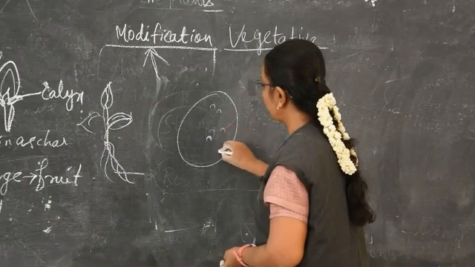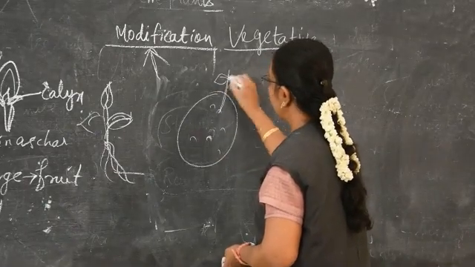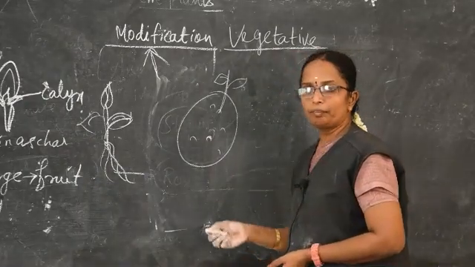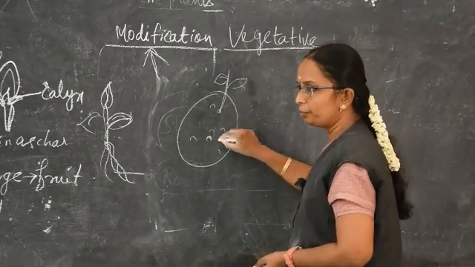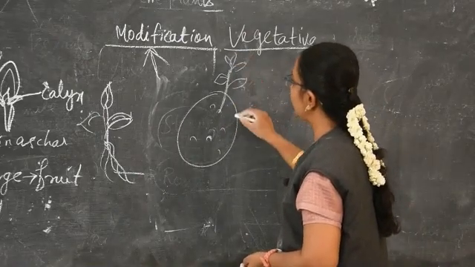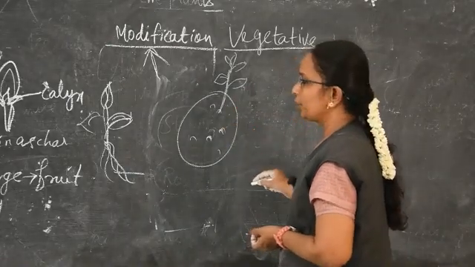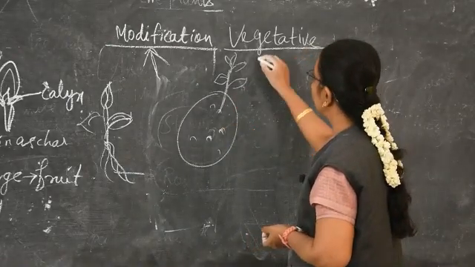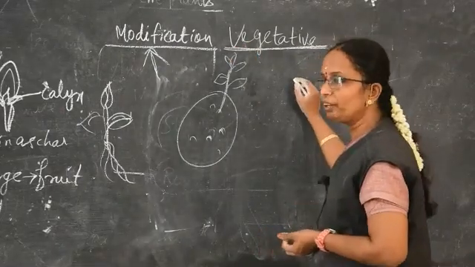If we take potato, the eye-like portions are present in them. When the conditions become favorable, with the help of the nutrients present in the potato, they develop some organs. The new plant arises from the eye of the potato. So this is known as one of the vegetative reproductions.